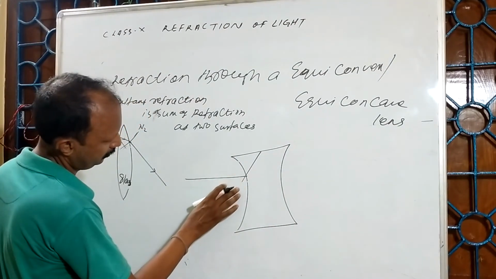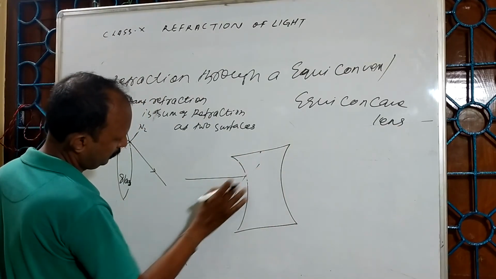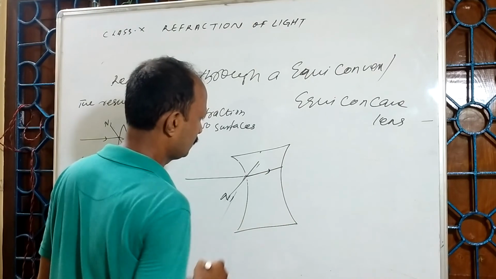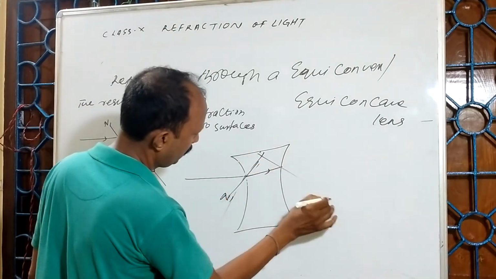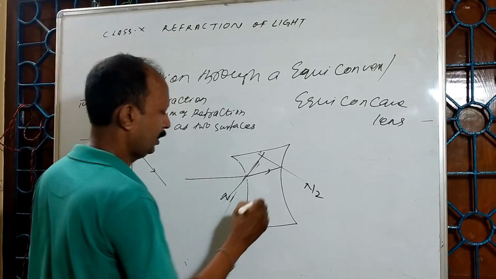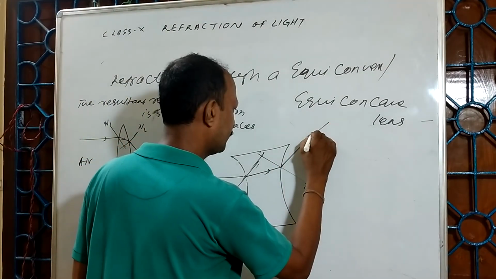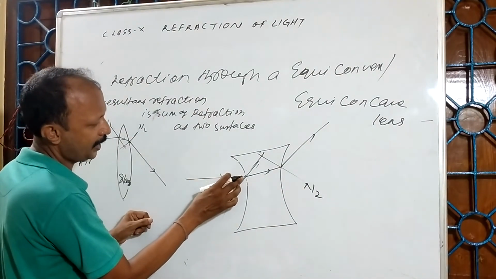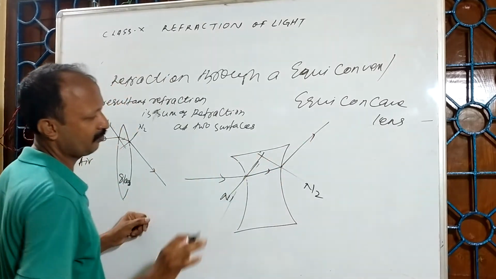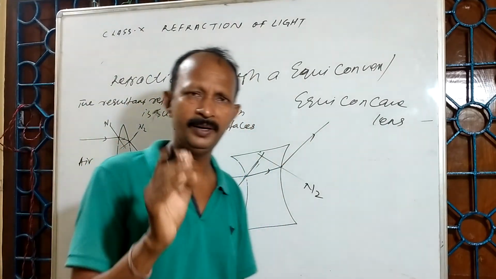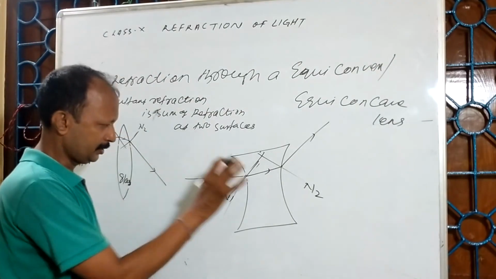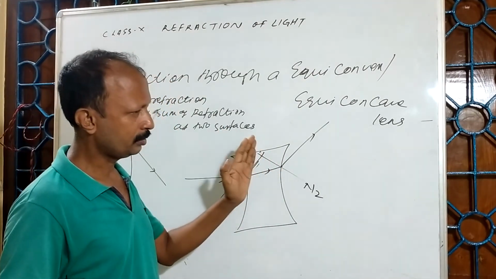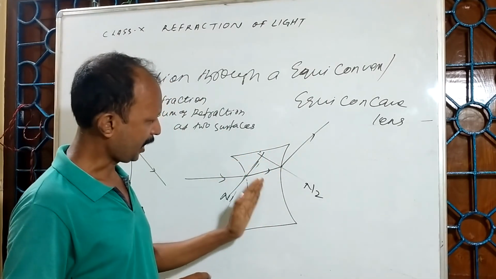This is the normal. Think that this is the normal N1. Okay. So it bent like this. Again we can draw one more normal. Again it bent like this. Okay. So here also it bent twice. Once at this surface, once at this surface, and both times it is traveling in one direction. So the resultant refraction is the sum of the refraction at two different refracting surfaces.